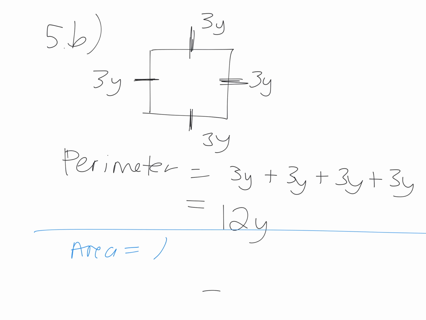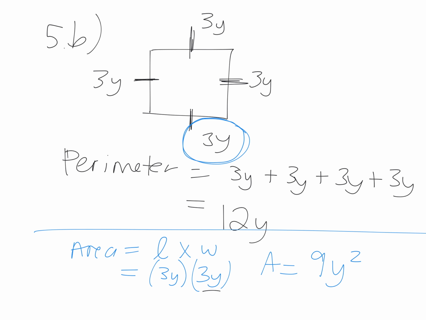Area is length times width. Daniel, what's the length of the square? 3y. And what's the width? 3y. How would you show 3y times 3y? It's 9 times y times y. 9y to the power of 2.